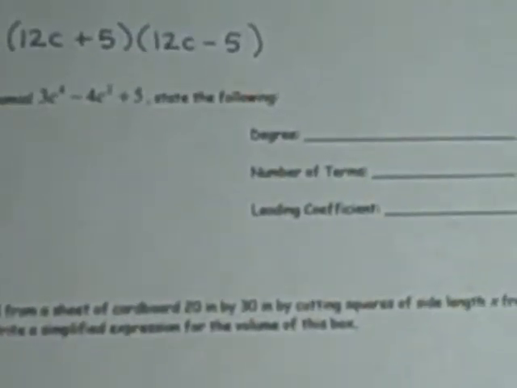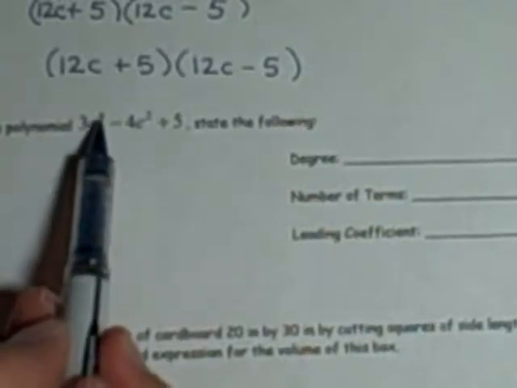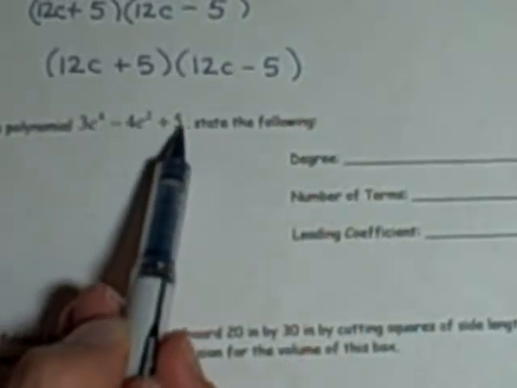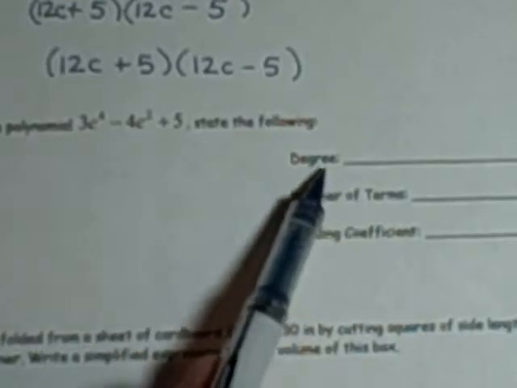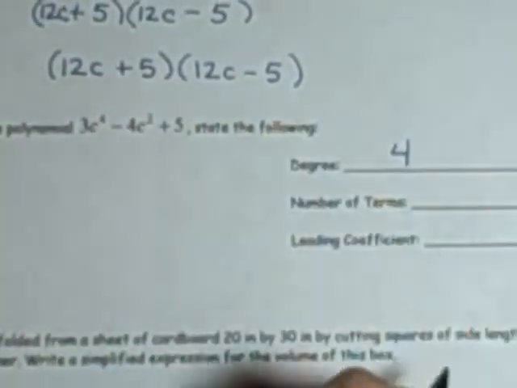Okay, 39. It's giving you a polynomial here, and it wants you to state the degree, the number of terms, and the leading coefficient. Okay, the nice thing is this one's already in standard form for you, and I know that because I see that these exponents are written in descending order. So we went from 4 to 2 to 0. So the degree is just the highest exponent there. So my degree there would be 4.